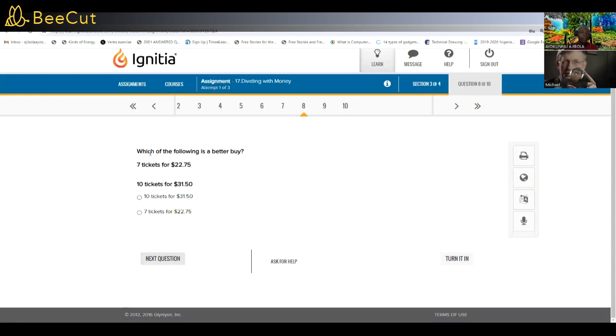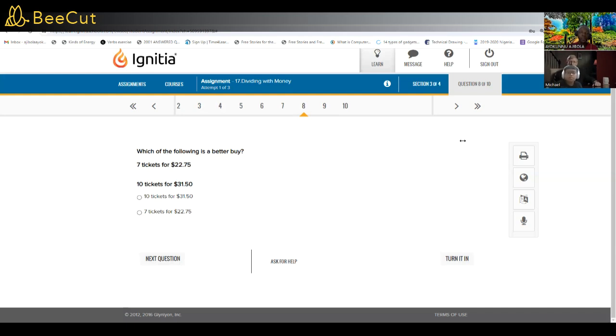Okay. Now, read the next one. Which of the following is a better buy? 7 tickets for $22.75 because the price is lower. Is it the 10 tickets or the 7 tickets? Which option? First option or second option? Second option.